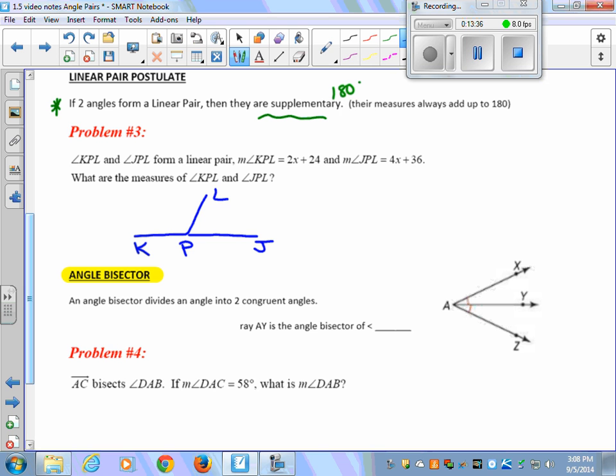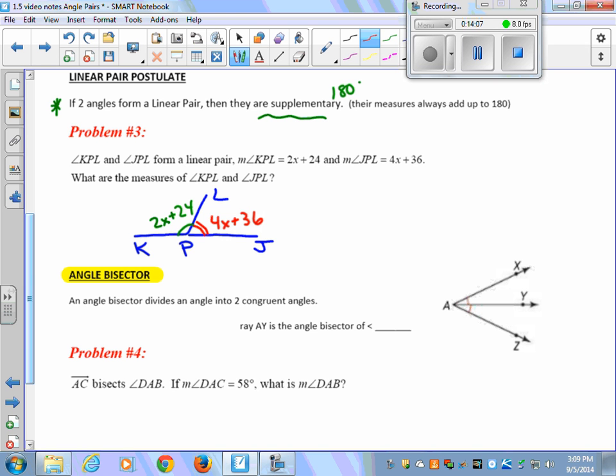The measure of angle KPL, we're going to label our diagram. Remember, Lisa, always going to label first. KPL is 2x plus 24, and JPL is 4x plus 36. Now, we could have done this problem even without drawing a diagram, but since we're just first learning this, I wanted to give you the visual. What are the measures of KPL and JPL?